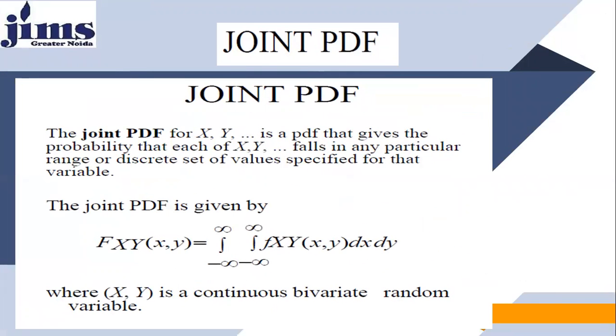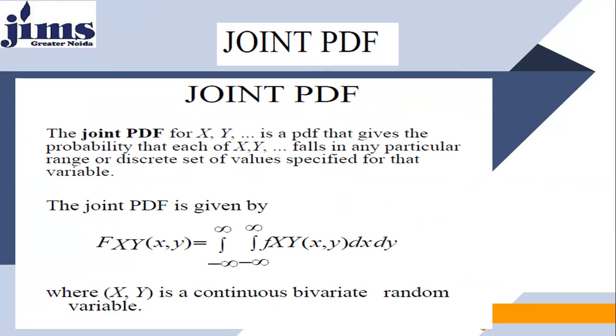What is joint PDF? Joint PDF comes into the picture when you deal with 2 different random variables. For example, capital X is one random variable and capital Y is another random variable. If you combine these 2 random variables, then the joint PDF comes into the picture. So the joint PDF for X and Y is a PDF that gives the probability that each of X and Y falls in any particular range or discrete set of values specified for that variable. Small x can take any values of capital X, and small y any values of capital Y.